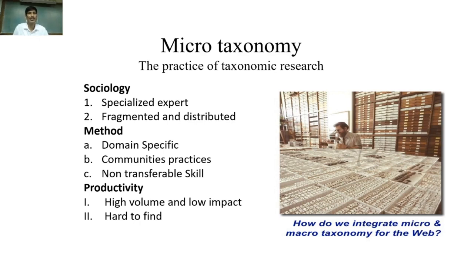This is known as microtaxonomy, and one of its features is sociology. What is sociology? They are specialized experts. Suppose one person is specialized in bees, they only study bees. That person is only interested in bees. Suppose another person is interested in earthworms, then they select only earthworms and study them. These are the sociality characters. Then the fragmented distribution part: this is a very small area, but they are very expert in it.